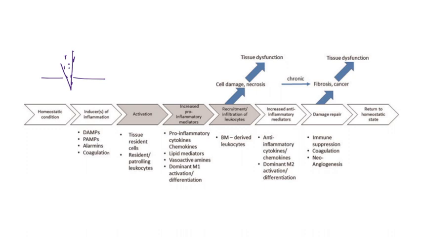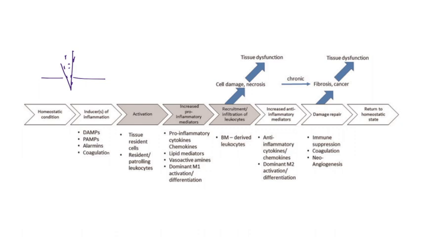If we turn something on, we need to be able to turn it off. We then go into damage repair. This is where we get wound healing. We return to a homeostatic state. As you see, when we move through all of these things tonight, we're going to be talking about many players in each level of this.